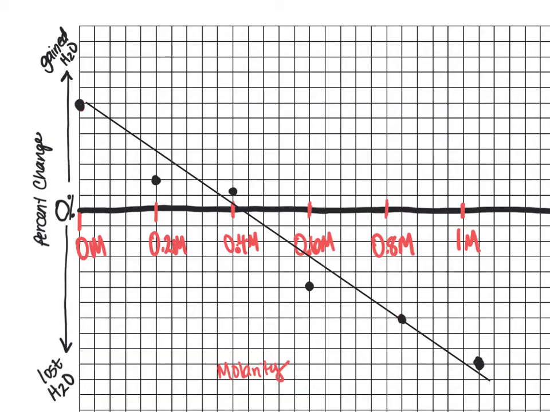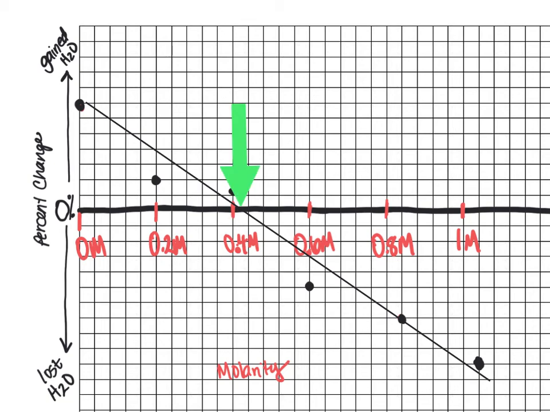Once you have your line of best fit, what you want to do is identify the spot where this line of best fit crosses the 0% change. So here is my 0% change, and we're going to follow along until we see where that line of best fit crosses that point.